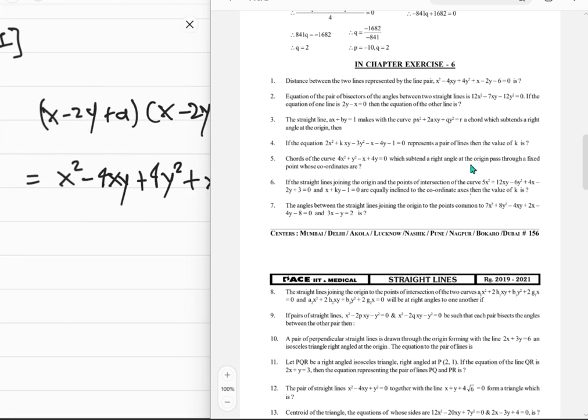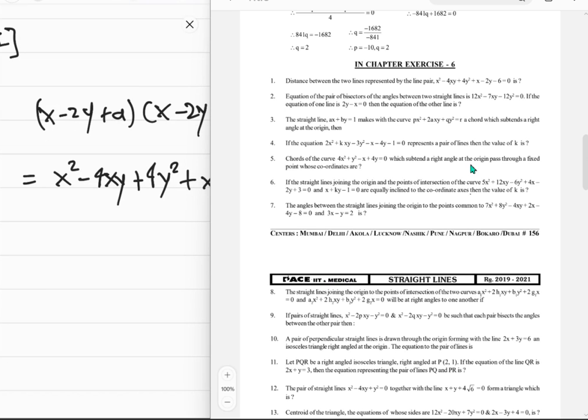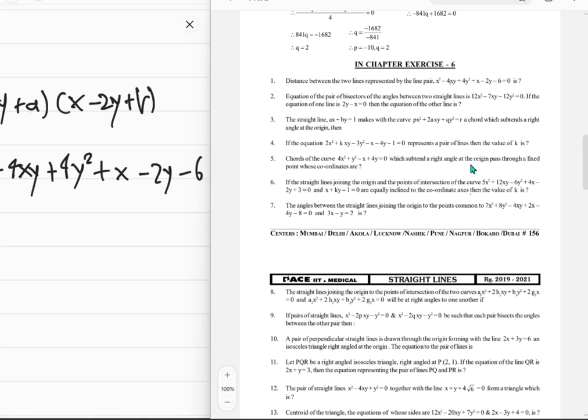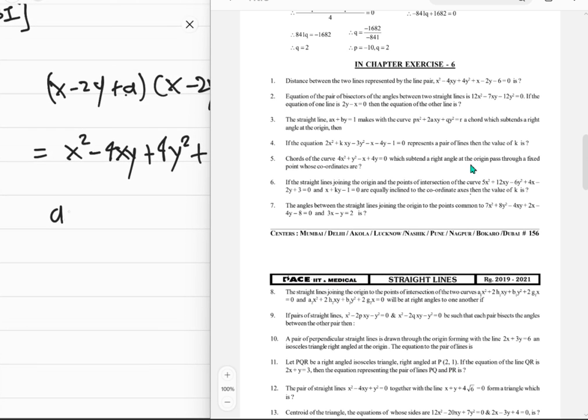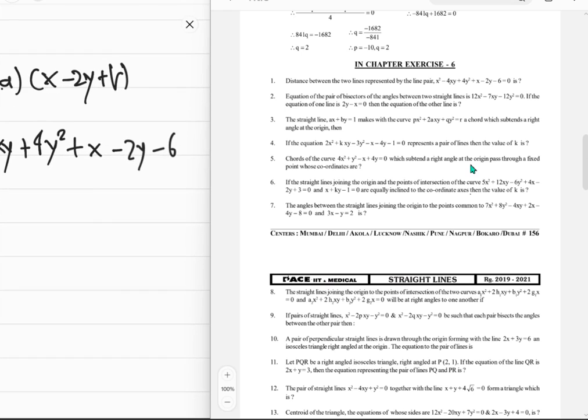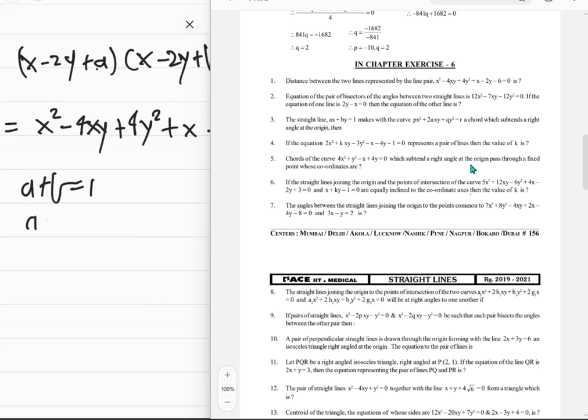minus this. And this works because these three terms are second degree terms. So the only way to get second degree terms is by x minus 2y times x minus 2y, that expansion. And all the linear terms will be from a times x minus 2y plus b times x minus 2y. And as we can see, in this case, a plus b is 1. So a plus b is 1. And the constant term is a times b. So a times b is negative 6.